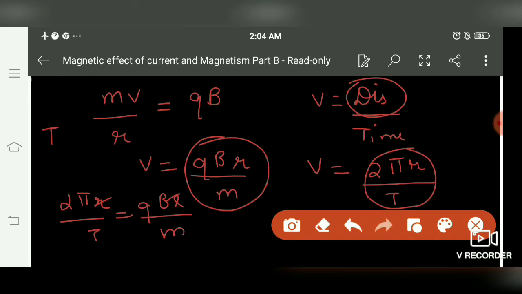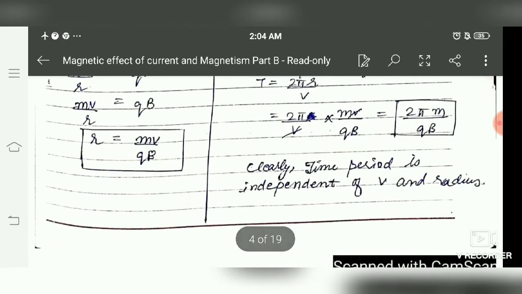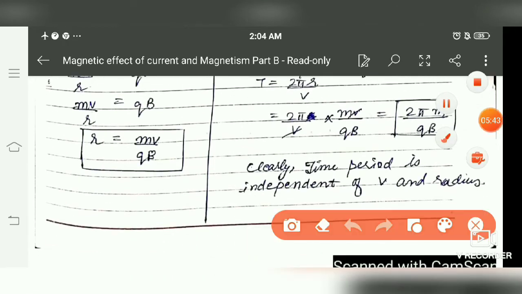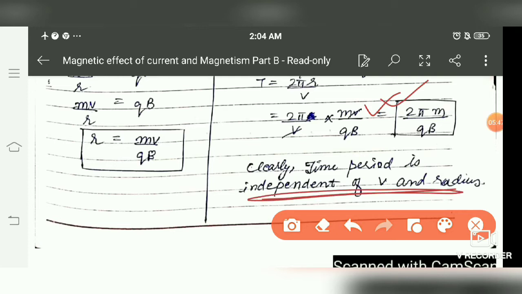So from here time period is equal to what? Time period is equal to 2 pi m by QB. This is the time period of revolution in the circular path. So it's independent of the radius. So radius might be small or large, but time period always remains the same.